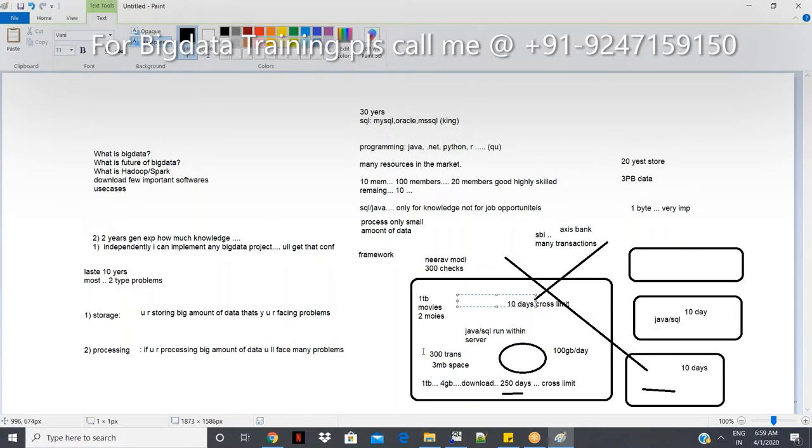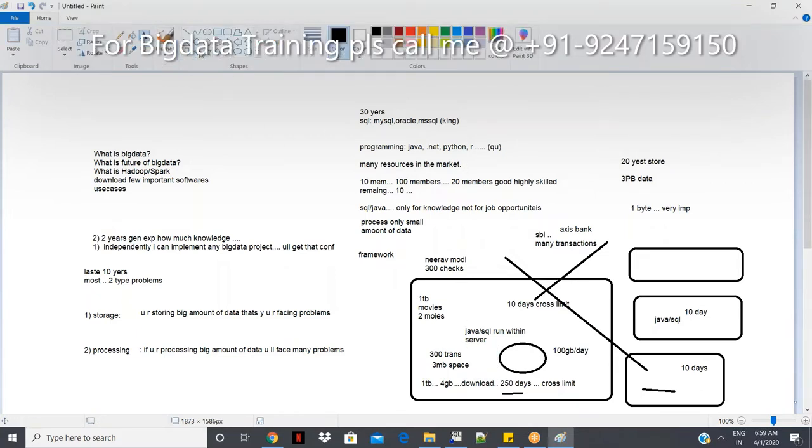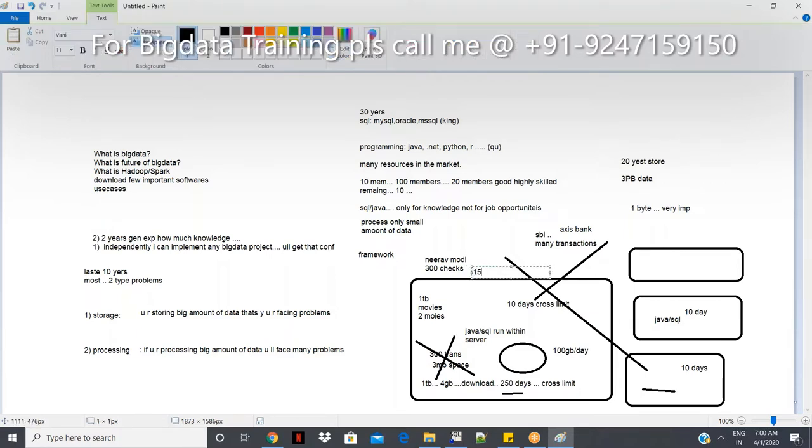But Nirav Modi applied for 300 checks here. That information occupies just 3 MB of space. But 3 MB is not a matter. But you lost this data, you deleted this data. Then what happened? What is the value? 3 MB is a very, very small amount of data. But what is the value of that 3 MB? Approximately 15,000 crores. This 300 checks' value is approximately 15,000 crores. That's why even a small KB or byte is very, very important in a production environment.